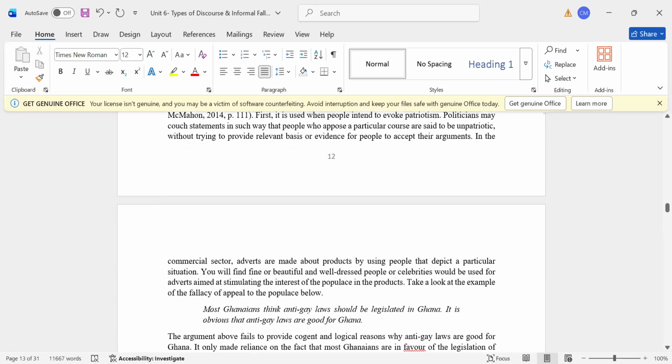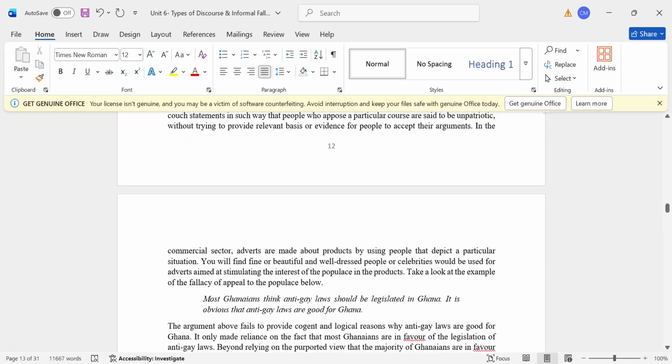Yes, sir. So you see, most Ghanaians think anti-gay laws should be legislated in Ghana. It is obvious that anti-gay laws are good for Ghana. So the majority say they don't want LGBTQ plus, and so when you have a law against it, then you say it is good. The fact that a majority of people say this does not necessarily mean that it is good.